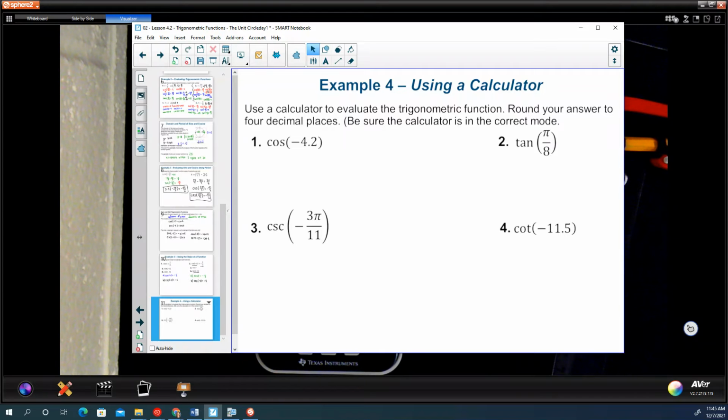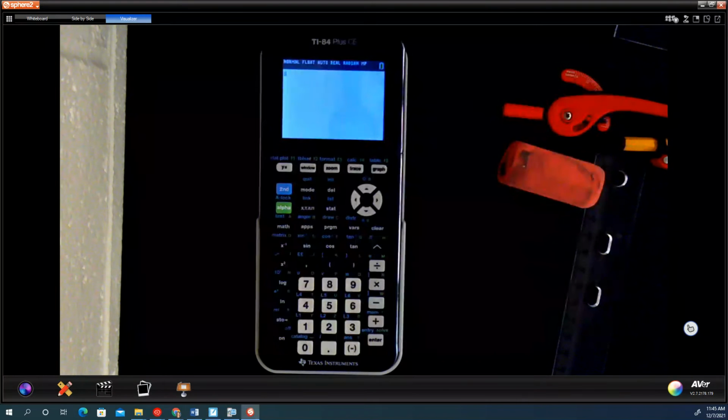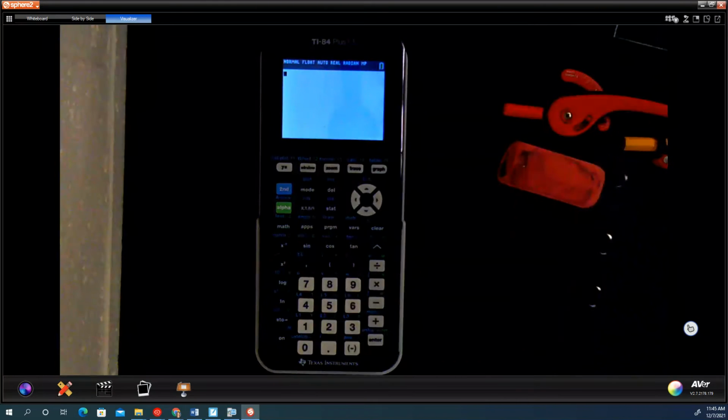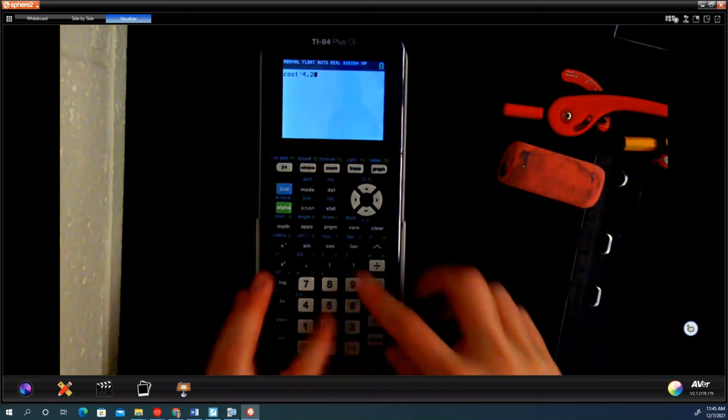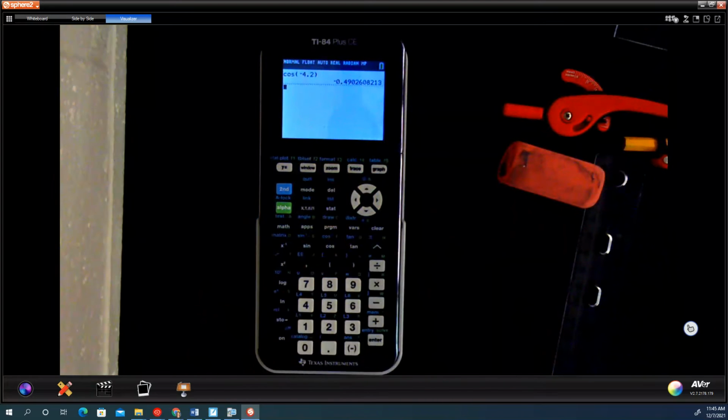And that goes back to what we talked about in 4.1, where a radian is really the arc length equaling the radius. So negative 4.2 radians would be just a little bit past negative 3.14 radians, which is pi. Anyways, cosine, negative 4.2. We're going to round to 4 decimal places. Make sure the calculator is in the correct mode. So cosine, negative 4.2, should get that number.